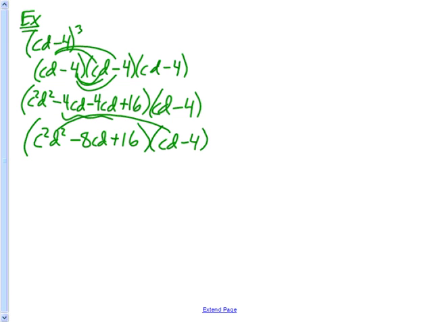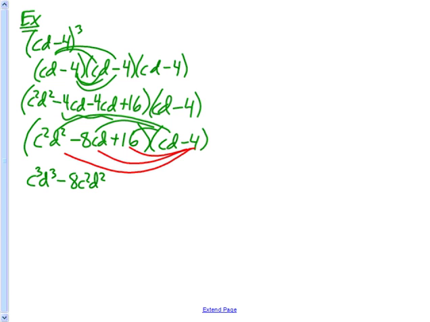Now you take that one through to each of those. And then I'm going to go ahead and take the minus 4 through to each of those, right? So cd times c squared d squared, that's c cubed d cubed. cd times negative 8cd, negative 8c squared d squared. And 16 times cd, plus 16cd. Now let's do that negative 4 through to each of those. So minus 4c squared d squared. Negative 4 times negative 8, plus a 32cd. And finally, negative 4 times a 16, what's that, negative 64?